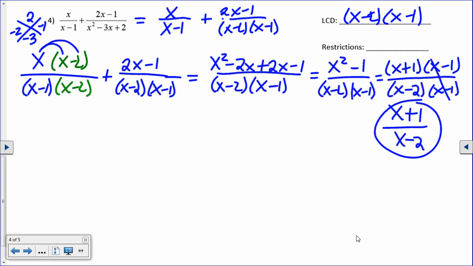Alright, restrictions. Those come from the denominator before you canceled anything, so the LCD. So what are the two numbers that would not be permitted in my domain? 2 and 1. You set both of the factors in the denominator equal to 0, so you change signs when they come out of the parentheses. Right? So everybody okay with those 4 examples that we practiced with the addition and subtraction?